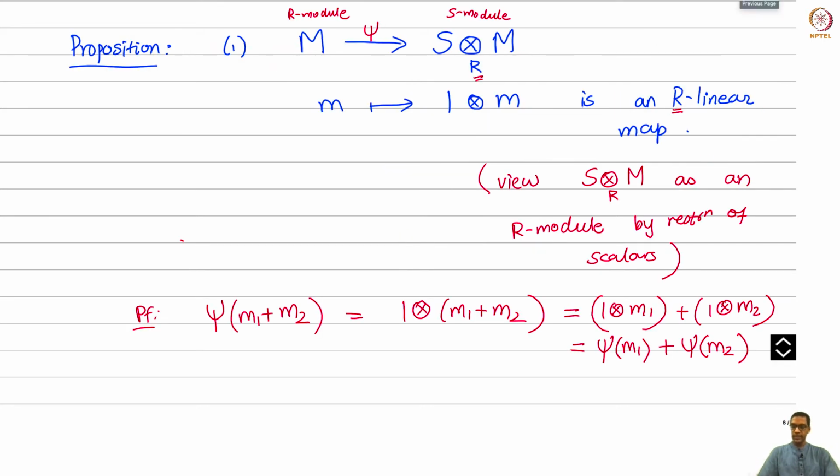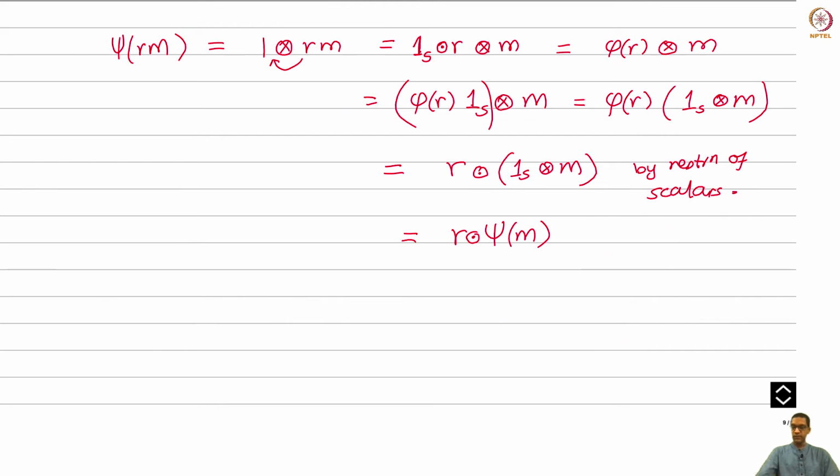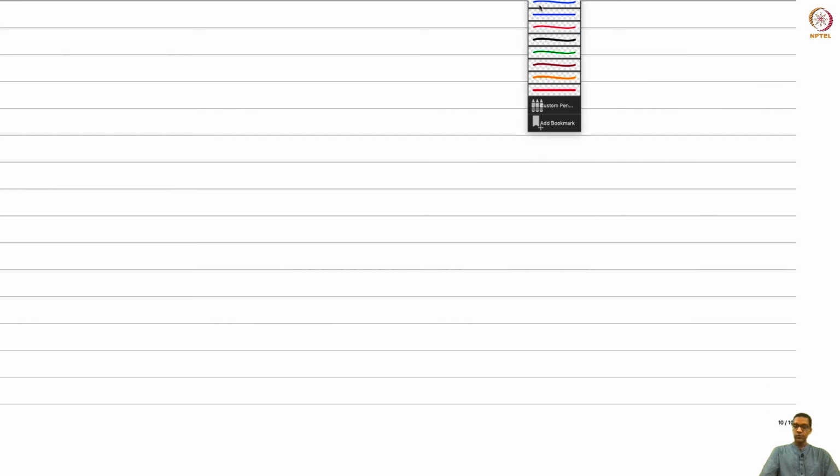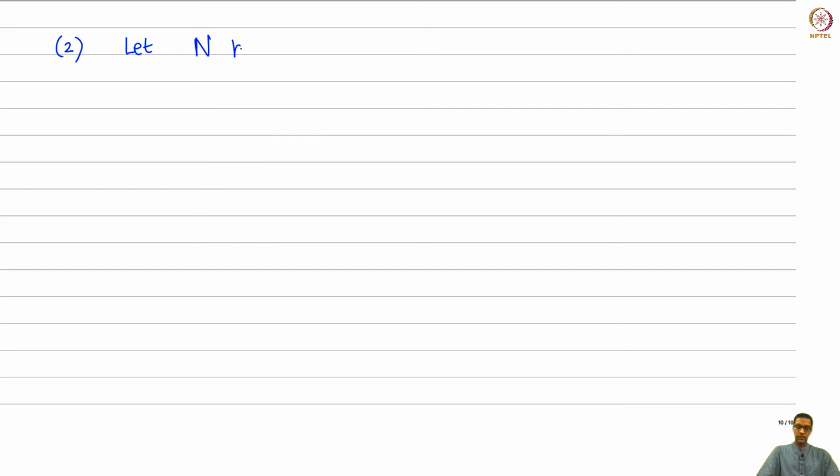Okay, good. So what this means is that this map from M to S tensor M, which takes each M to 1 tensor M, is actually an R linear map. Okay, so that's the first observation. The second observation is that it is universal with respect to such maps. In other words, suppose I give you any S module N, and let F be a map from M to N, be R linear.